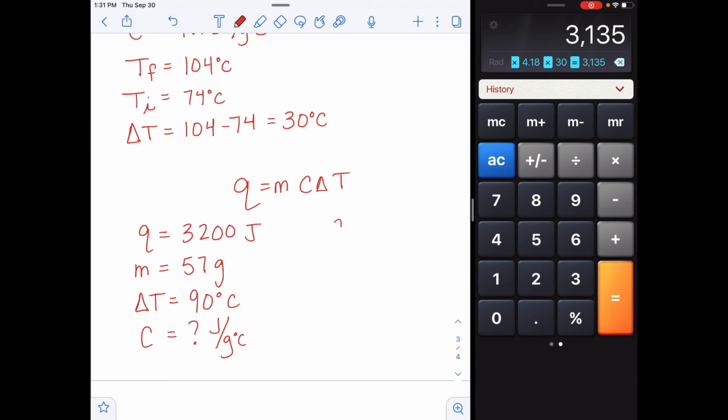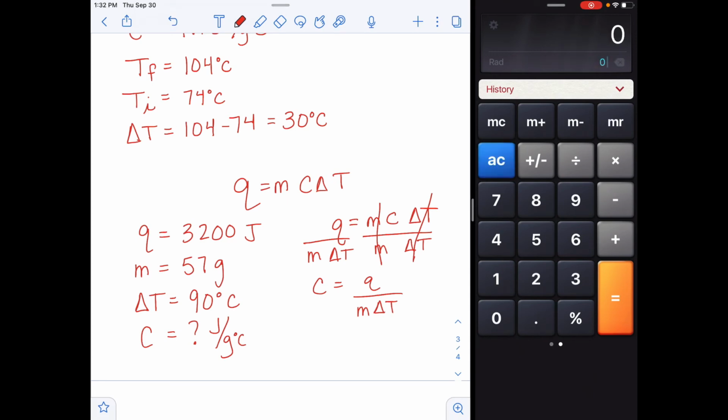Now let's rearrange this equation. Q equals mc delta T. I'm going to divide this side by the M and the delta T, which is going to cancel. Divide this side by the M and the delta T. And I'm going to rewrite it forwards. C equals Q over M delta T.